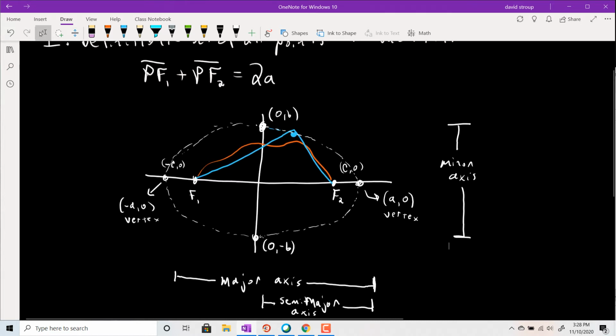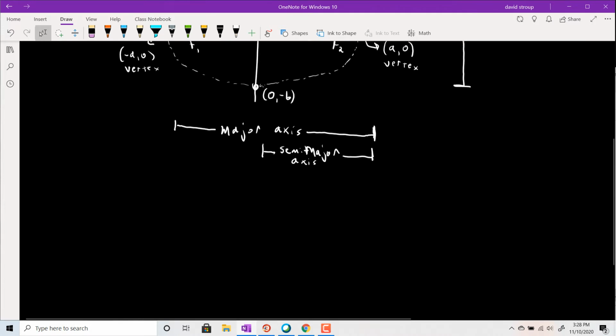Some other facts: B is always going to be less than A. B is always less than A. There's a relationship between A, B, and C. So again, let me draw another picture here. If you were to take the string that's attached to focus 1 and focus 2, and push it really tight in the Y direction, your pencil would be right here pushing the string tight.